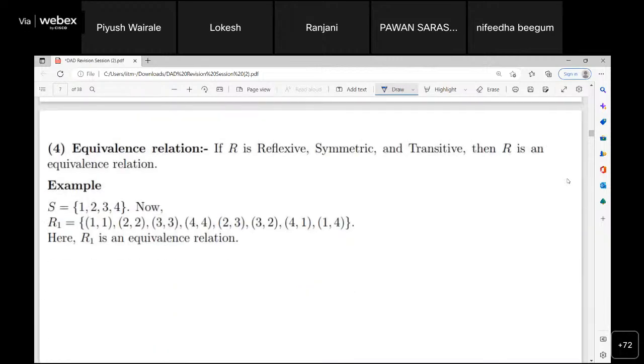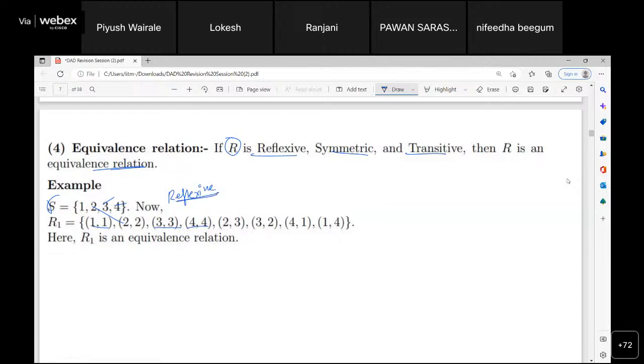Now, what is basically an equivalence relation? If our R is reflexive, symmetric as well as transitive, then we can say R is an equivalence relation. So for the same set 1, 2, 3, 4, here you can see 1 comma 1, 2 comma 2, 3 comma 3, 4 comma 4, so my relation is reflexive.